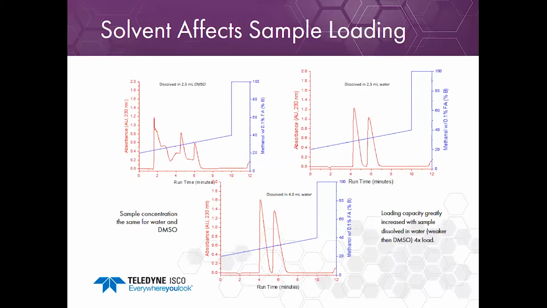Down at the bottom, I have the same sample, except I injected 4 mLs of it. I still have baseline resolution. So I'm able to inject and run 4 times as much sample as I could when I injected the sample in DMSO.